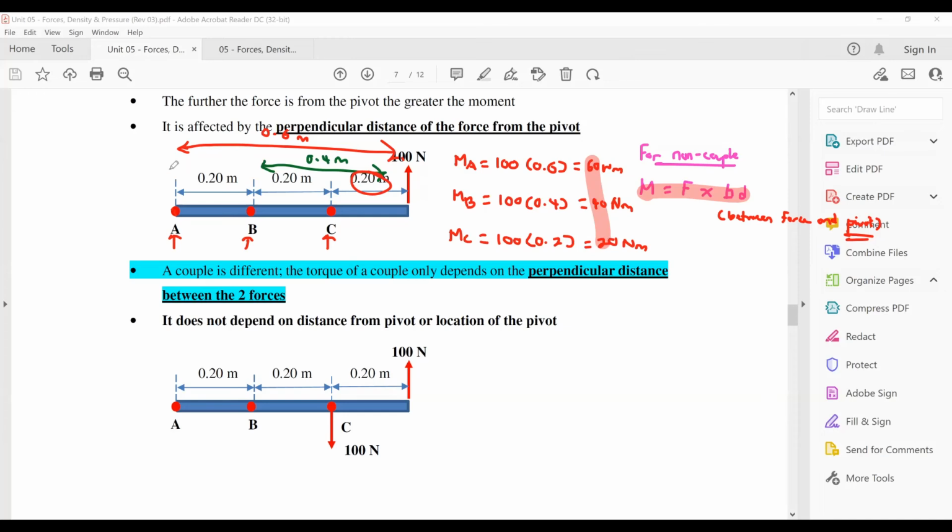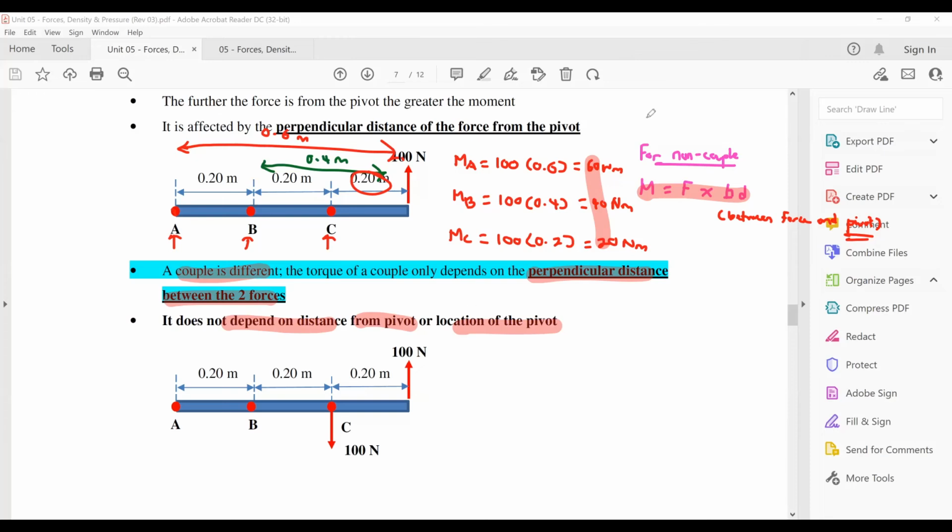But now let's change the question a little. Rather than having a non-couple force, rather than having a single force here, why don't we have the same beam, but we have a couple? Here I mentioned that a couple is different. The torque of a couple will only depend on the perpendicular distance between the forces. It won't depend on the distance from the pivot or the location of the pivot.